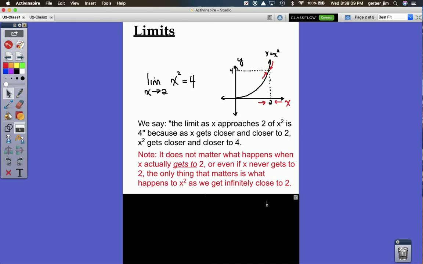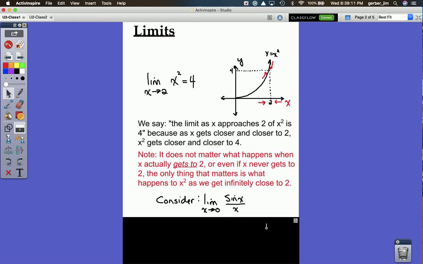To illustrate this, let's think of another example. So I ask you to consider this one. The limit as x goes to 0 of sine x over x. Now, of course, you probably don't know what that graph looks like. And so it's a little harder to do than the last one, but let's go back and think about the last one. In the last one, notice we got the answer by just putting 2 into x squared, right? The limit as x goes to 2 of x squared.